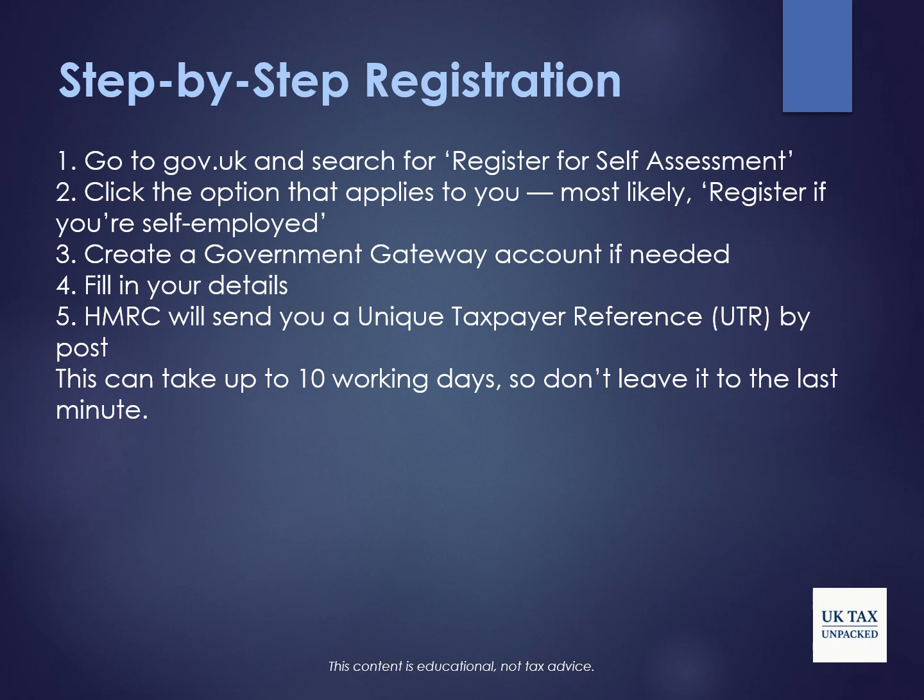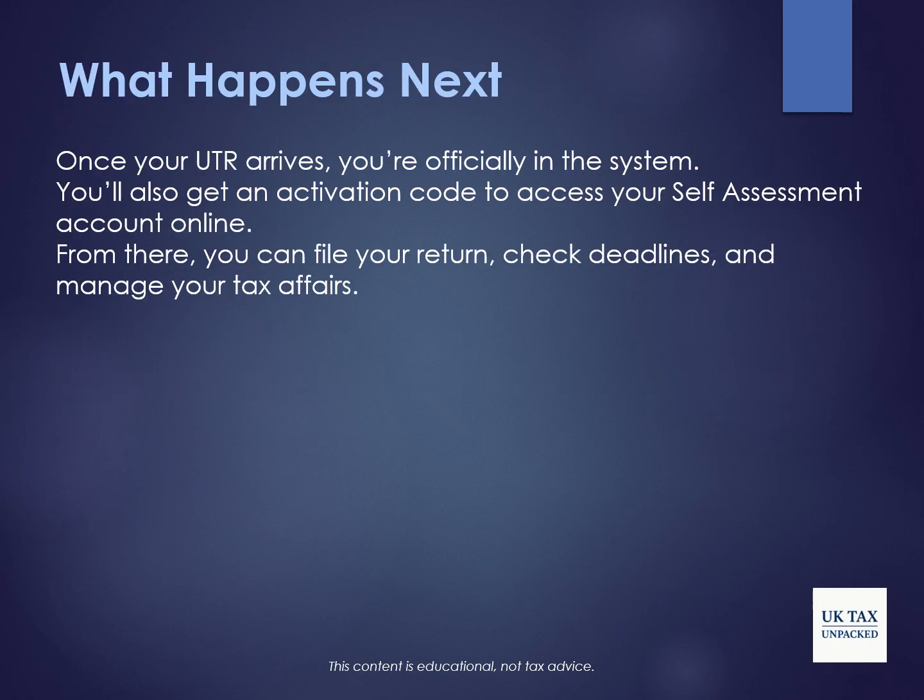HMRC will then post you a unique taxpayer reference, or UTR, which can take up to 10 working days, so don't leave this to the last minute. Once your UTR arrives, you're officially in the system. You'll also get an activation code to access your self-assessment account online. From there, you can file your return, check deadlines, and manage your tax affairs, all in one place.